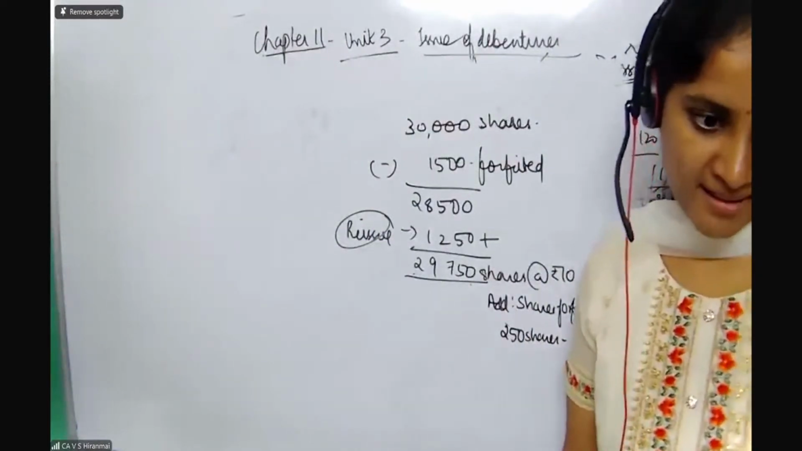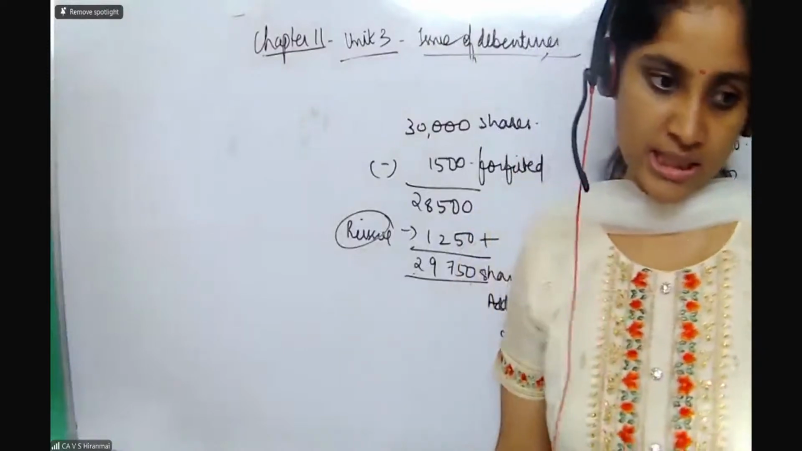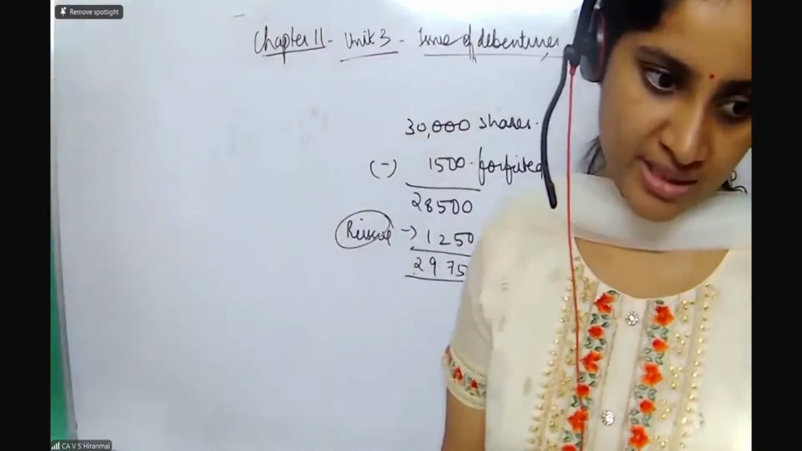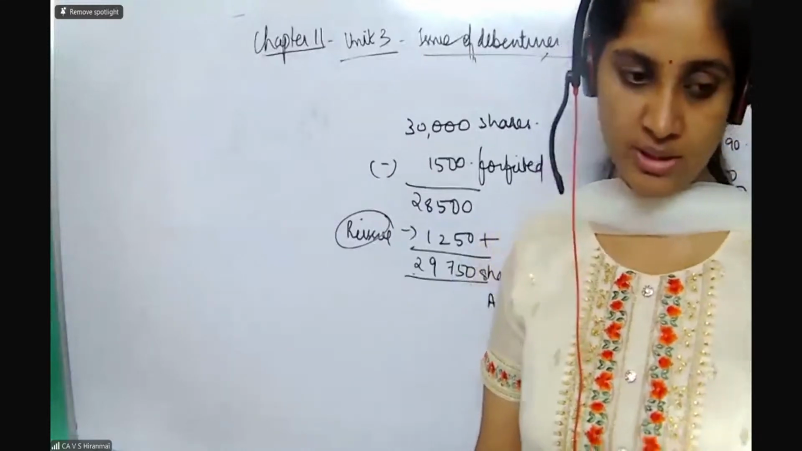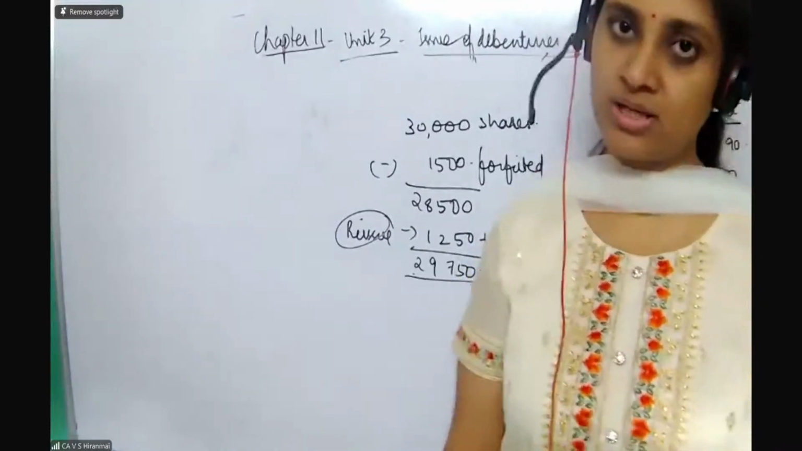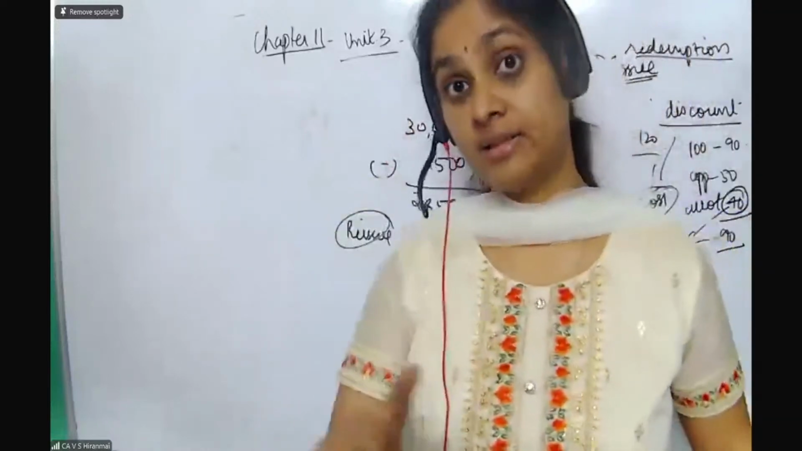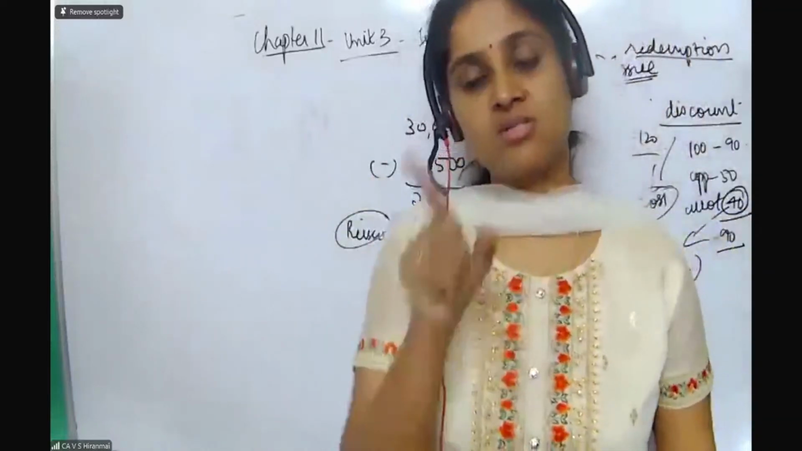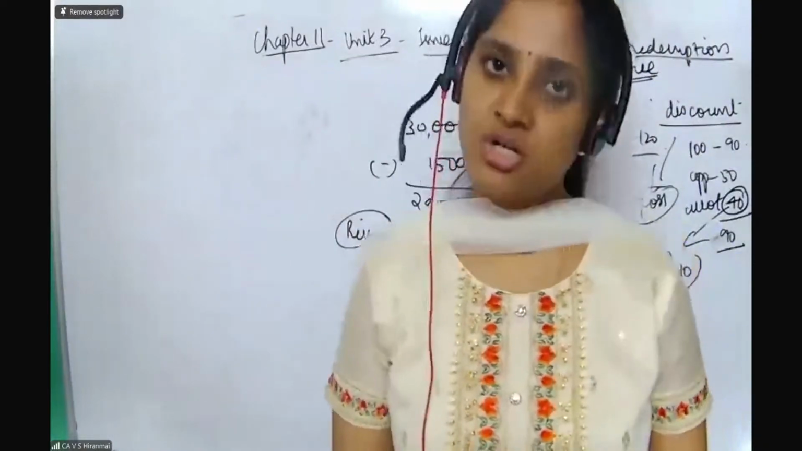Ma'am, in illustration 3, the date of receiving the final call is not mentioned. Okay, so what is that you want? If they are mentioning the date, you write it. If they're not mentioning the date, just leave that and write. But when you have to calculate the interest on calls in arrears or calls in advance, they will definitely tell you. If it is not mentioned, no problem.